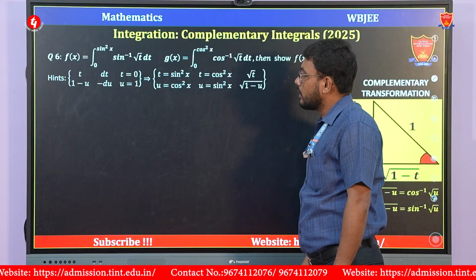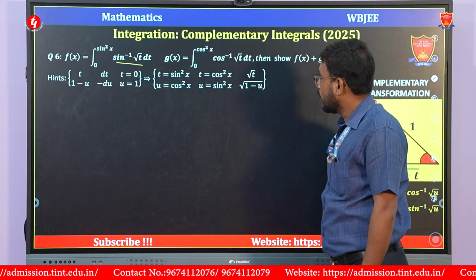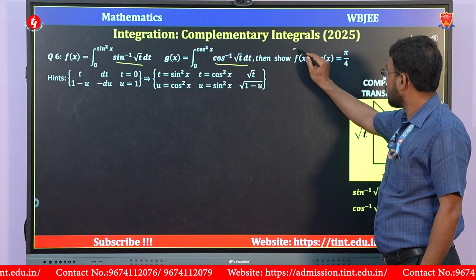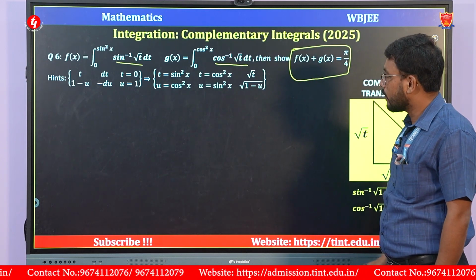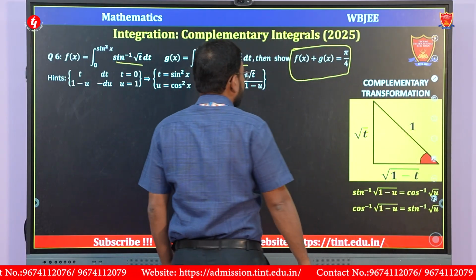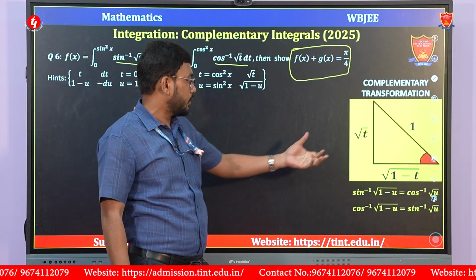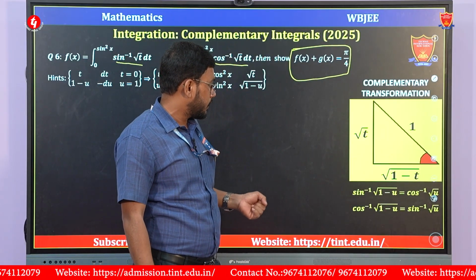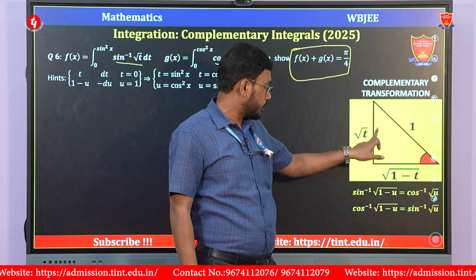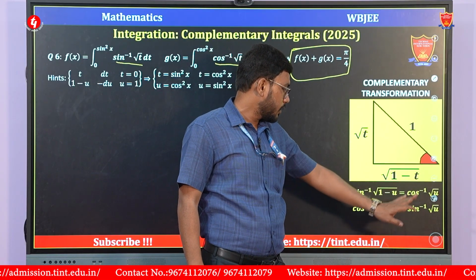Just see the problem. What is your given function? F of x is integral 0 to sin square x of sin inverse root t dt, and g of x is integral 0 to cos square x of cos inverse root t dt. Then we have to find out f of x plus g of x, this is pi by 4. Interesting problem. Now, complementary transformation. Using the concept of complementary transformation, sin inverse root of 1 minus u means cos inverse root u from the very well known formula. Similarly, cos inverse root of 1 minus u is sin inverse root u.